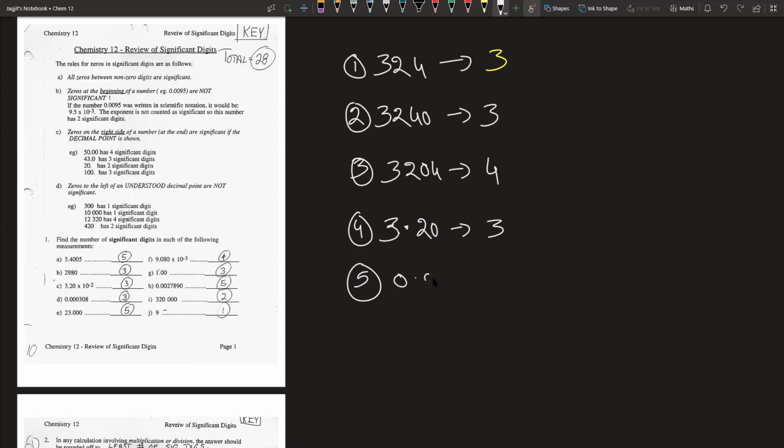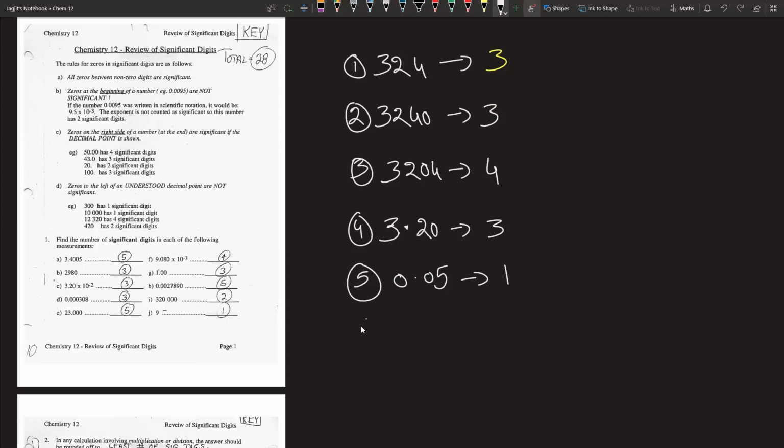But what if I give you 0.05? Well, in this case, normally the 0 after the decimal would count. However, the number in front of that is just a 0. So these zeros are not going to count in this case. You only have 5, which is your significant digit. So you only have 1 sig fig for that.